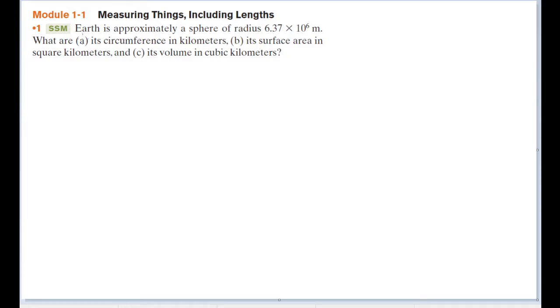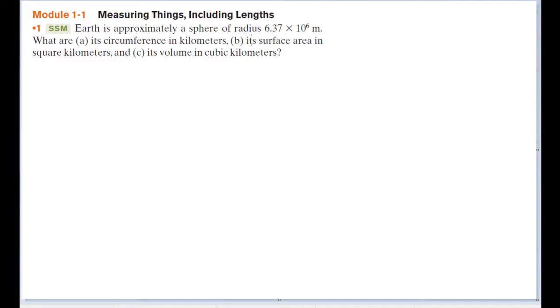Alright, question 1. Earth is approximately a sphere of radius 6.37 times 10 to the 6th meters. What are its circumference in kilometers, its surface area in square kilometers, and its volume in cubic kilometers? Alright, so this is a pretty easy first problem.